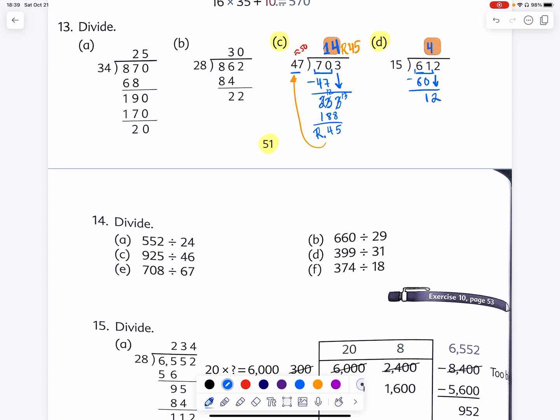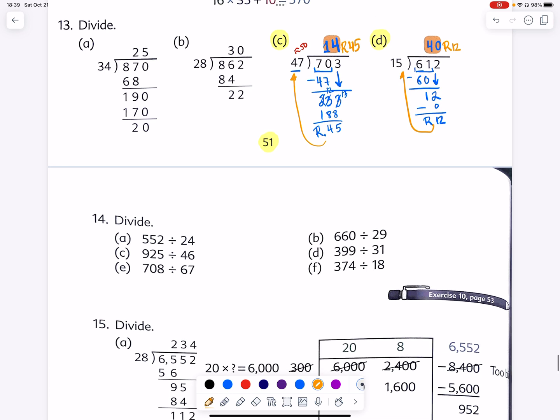Does 15 go into 12? No. We have to put down 0. Don't forget, my friends, 0. And 15 times 0, of course, is 0. And the remainder is 12. Let's check. Is our remainder smaller than the divisor? Yes. We solved the problem correctly. 40 remainder 12 is our answer.